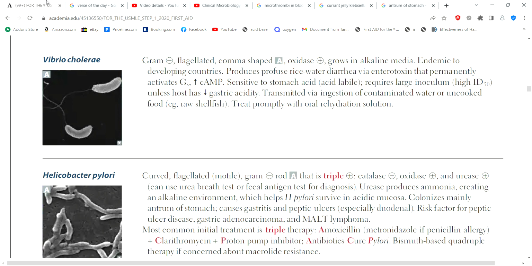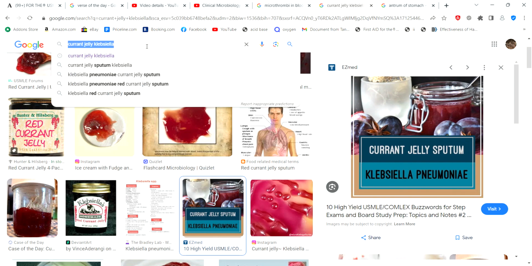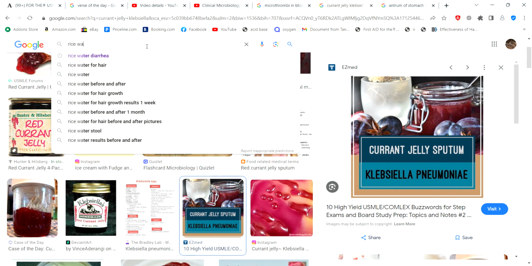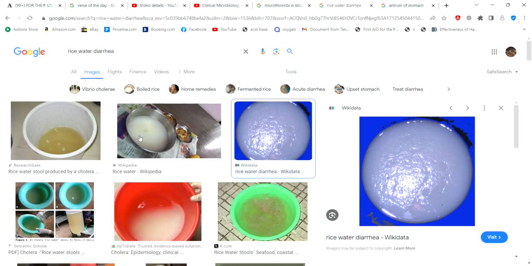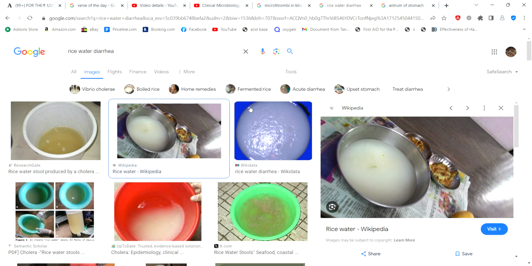Cholera is mostly seen in developing countries due to lack of sanitation in the water. And remember, Vibrio produces an enterotoxin that activates Gs, causing increased cyclic AMP. And you need a high ID50 dose to infect a healthy person that has a lot of HCl in their stomach. Okay, rice water diarrhea, I'll show you this so that you remember what it looks like. There is nothing that will stick like a picture. See this? This is rice water diarrhea. This is actual rice water. That's why it's called rice water diarrhea.